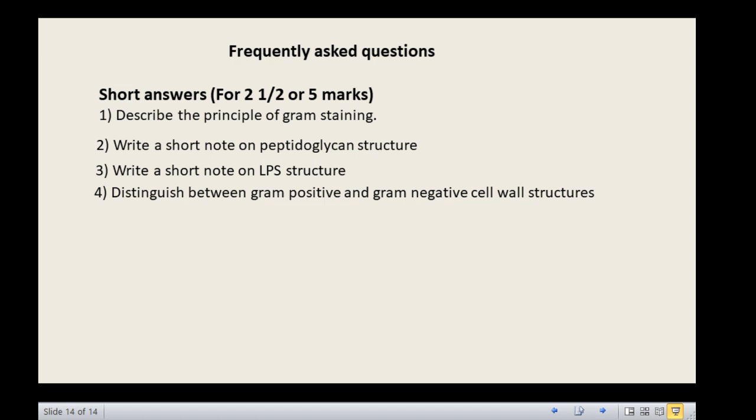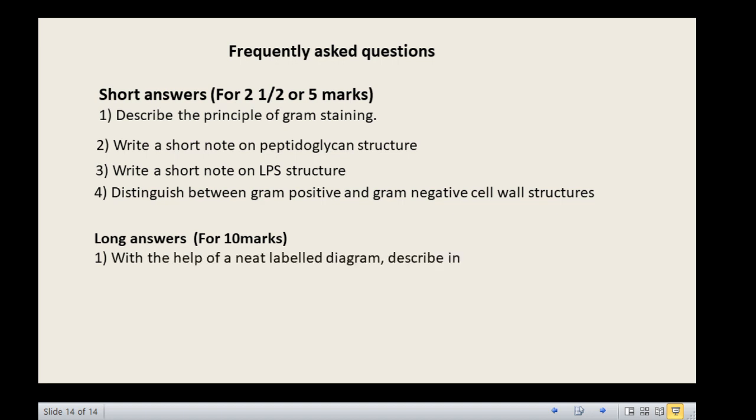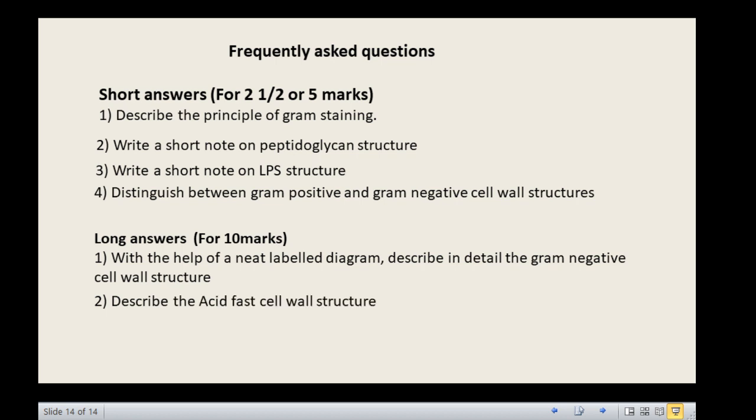Coming to the long answers which can be asked for 10 marks. The first question is, with the help of a neat labeled diagram, describe in detail the gram-negative cell wall structure. Another frequently asked question is, describe the acid-fast cell wall structure. Also, discuss the advantages of acid-fast bacteria over other bacteria.